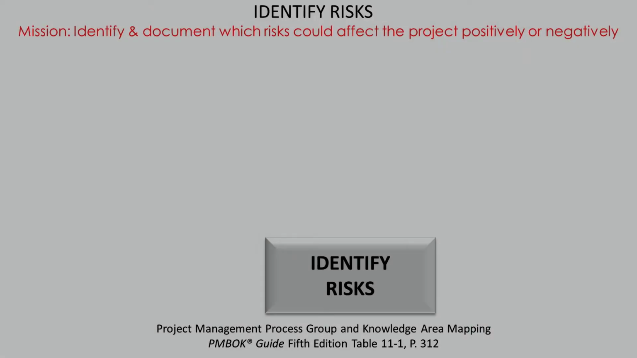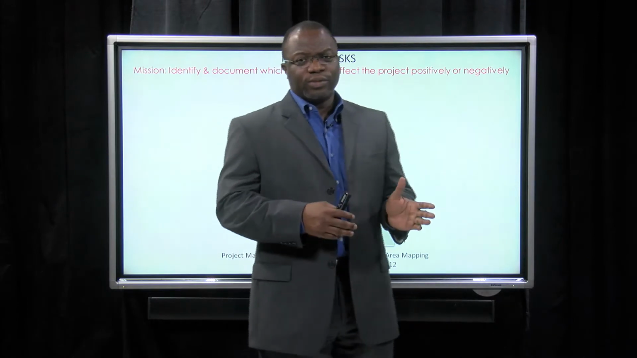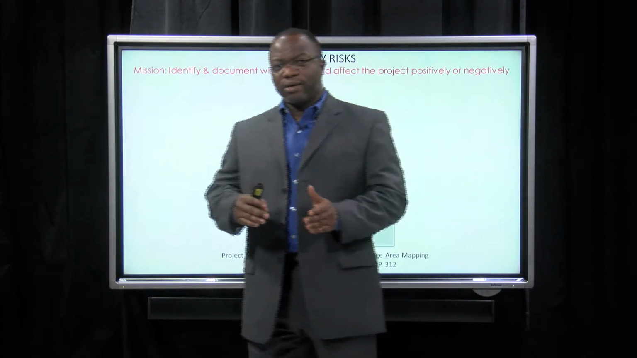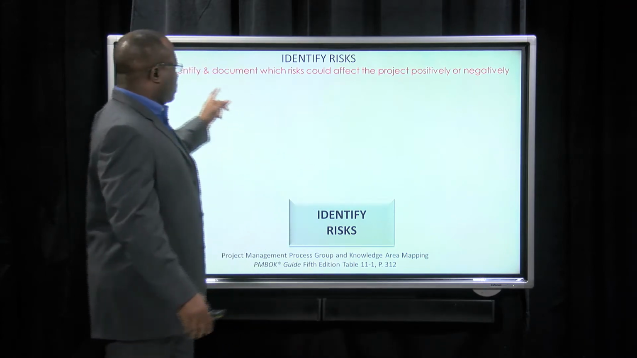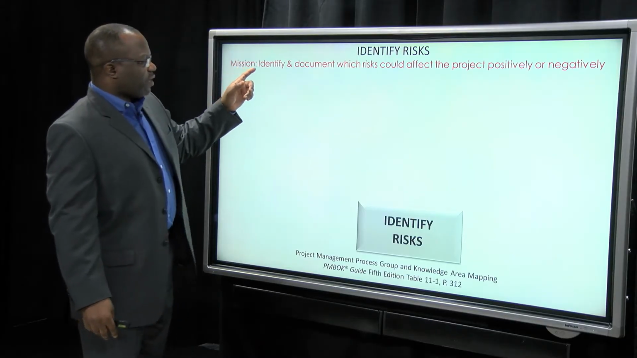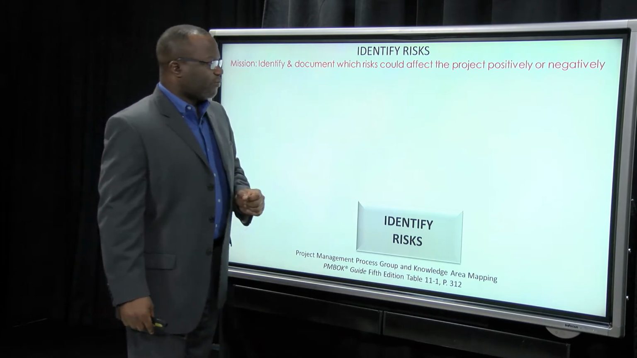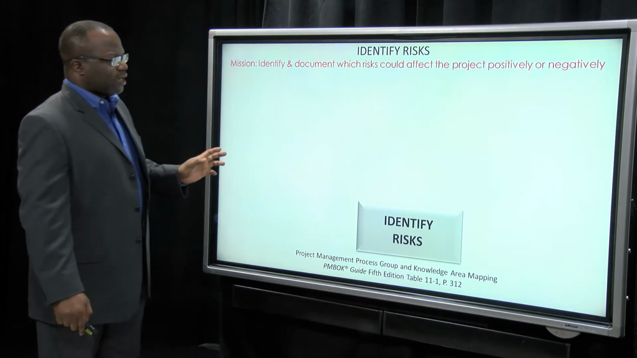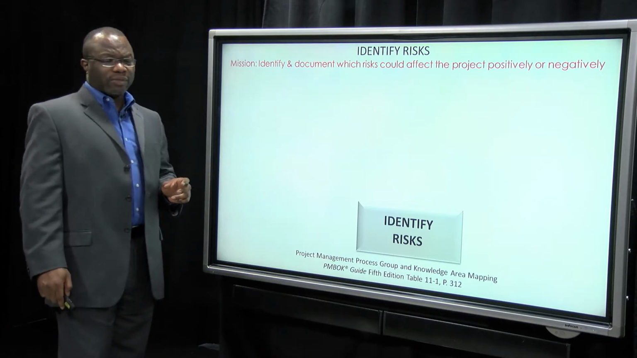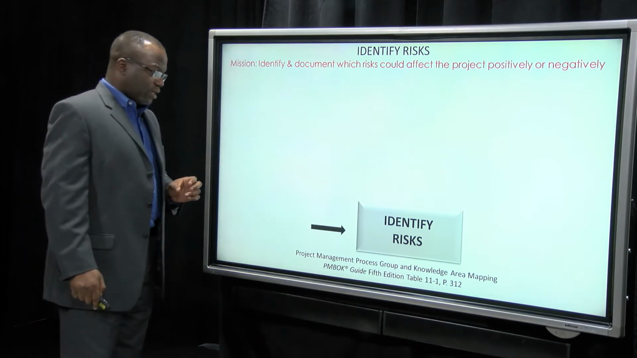Identify risks. This is one of those processes that forms the basis for many other processes in a knowledge area. Our main goal here is to identify and document which risks could affect the project positively or negatively. So let's take a look at the laundry list of items, the sheer huge list that we've got before us here.